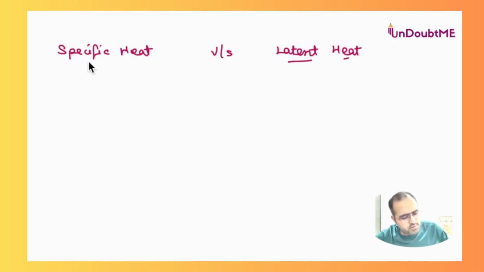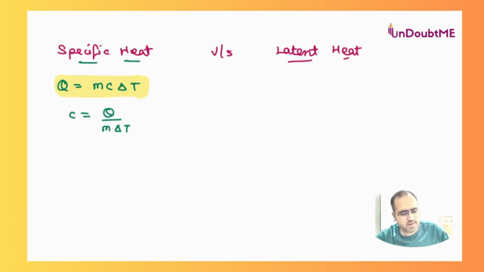When we talk about specific heat, we have a formula Q is equal to mc delta T, where c is that specific heat capacity. So c is equal to Q over m delta T. This is just a rearrangement of the above formula, so it is not that important, but this formula is very important: Q is equal to mc delta T.